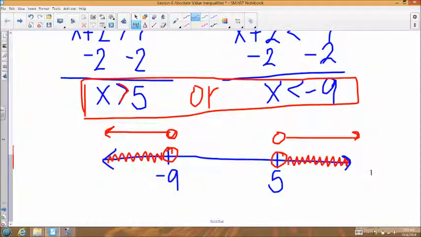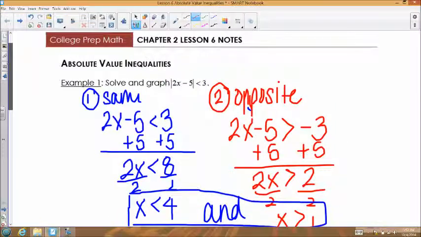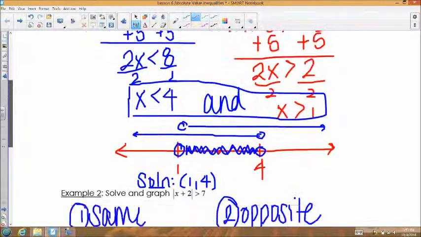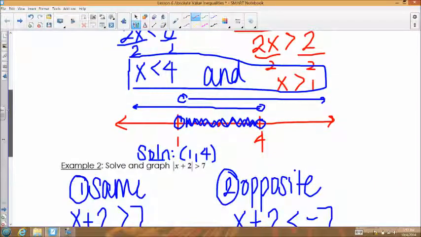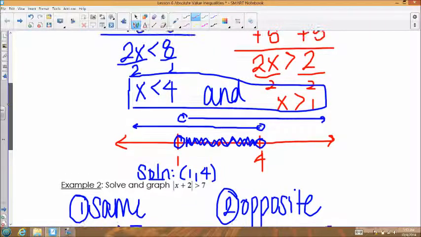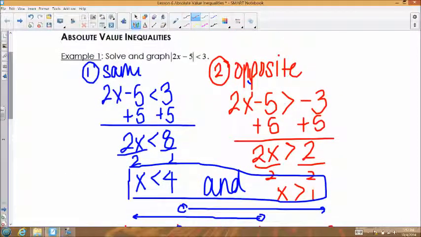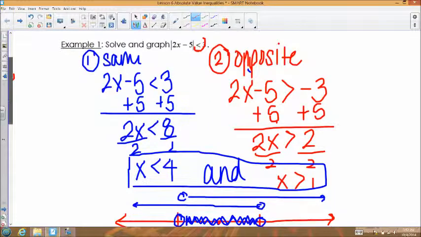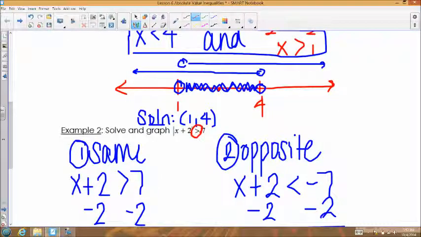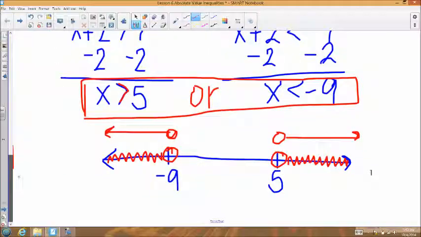And you can also look at the original. So this was a less than 3, where this was a greater than 7. So that kind of shows you if it's originally a less than, it's going to end up being an AND, where if it's originally a greater than, it'll end up being an OR. So that's another rule to go by as well. But you can really just graph it and see what you get.